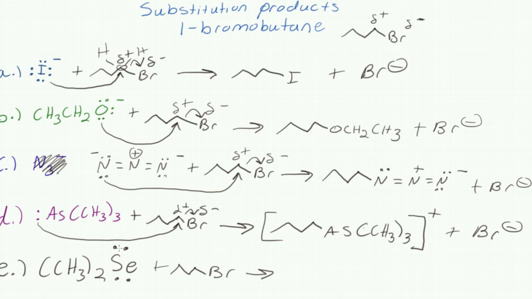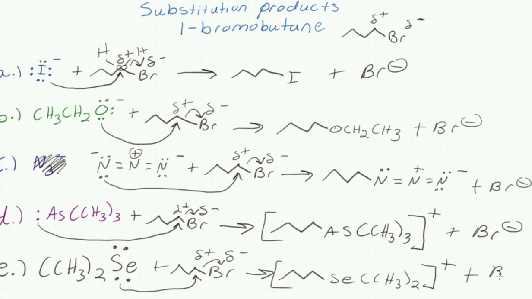Our last problem, react it with our 1-bromobutane. We have a neutral nucleophile reacting with 1-bromobutane. It will attack that carbon, and our bromine will be ejected, and we'll get something that looks like this. Can't forget the positive. We have a neutral nucleophile. We'll make a positive product. And that will be your answer for this problem.